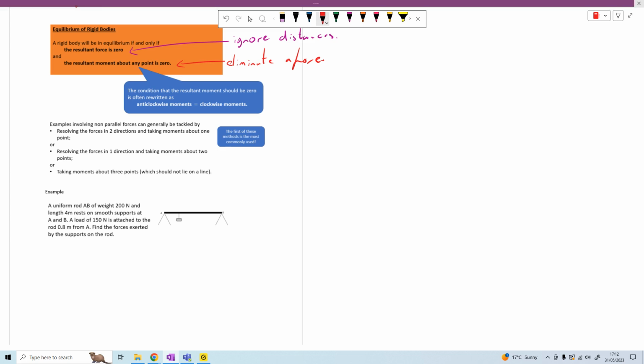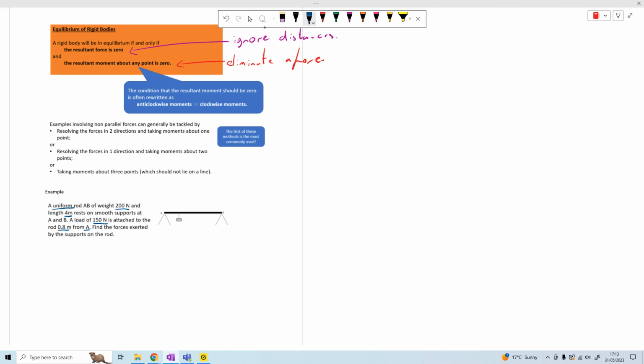So let's jump into the example. Nice and easy one, pretty straightforward, exactly like we would have had in Maths Unit 4. I've got a uniform rod AB, and remember, uniform means the weight must be in the middle. It has weight 200 newtons, so it's already in newtons. Remember, if they give you a mass, you need mg. Length 4 meters, it rests on two smooth supports A and B. A load of 150 newtons is attached 0.8 meters from A. Find the forces exerted on the rod.